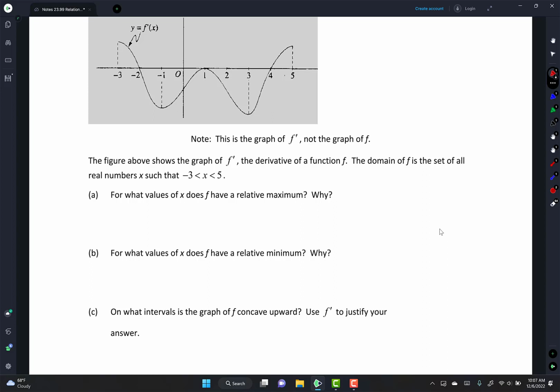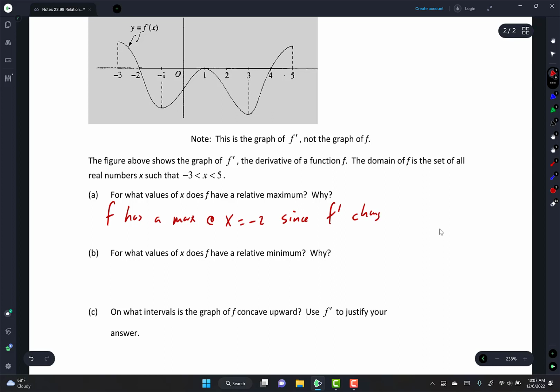Yes, because f prime changes from positive to negative. Perfect. So that's what you're going to write. You're going to say f has a max at x equals negative 2 since f prime changes from positive to negative at x equals negative 2. I don't know, it sounds redundant to say it again, but say it again.